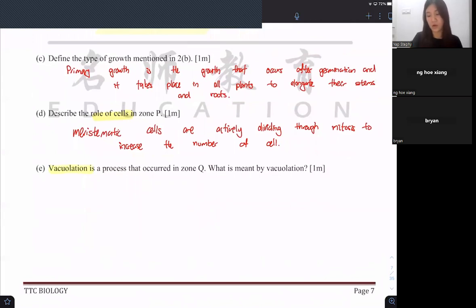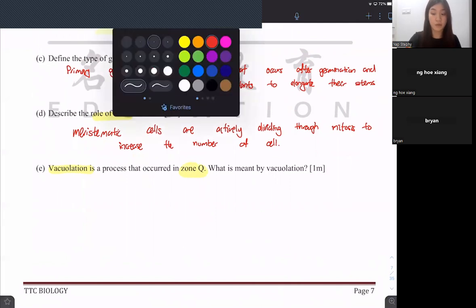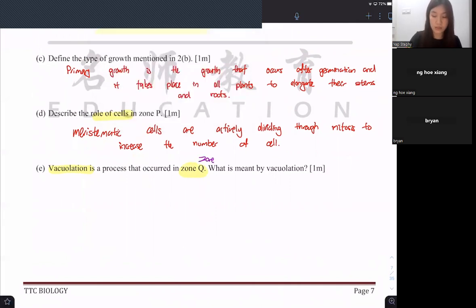Vacuolation is a process that occurs in zone Q. What is meant by vacuolation? Vacuolation is for the second zone. So the second zone is the zone of cell elongation. So you come to label it here. The zone Q is the zone of cell elongation. And zone P is the zone of cell division. Okay. So what is the meaning of vacuolation? Vacuolation means that all the small vacuoles fuse together to form a large vacuole.